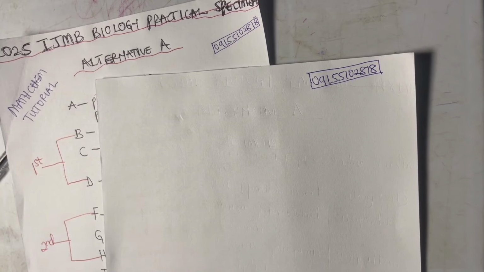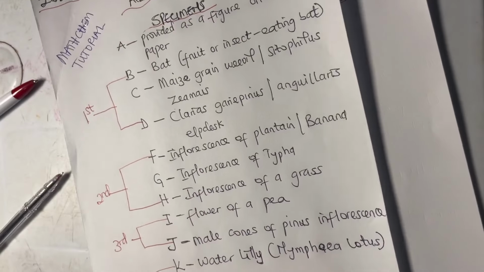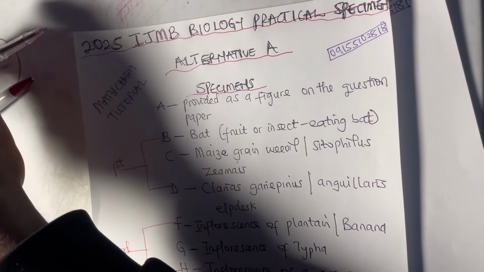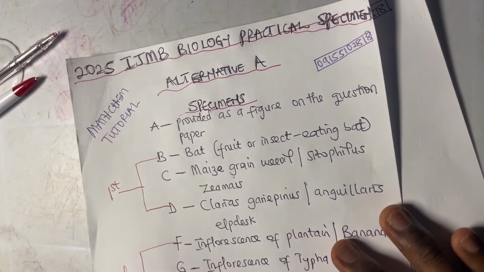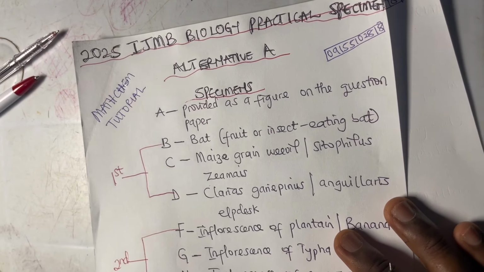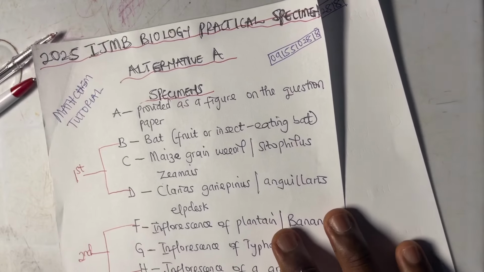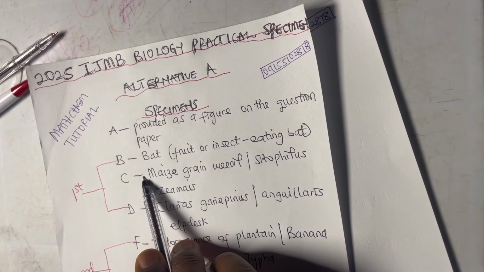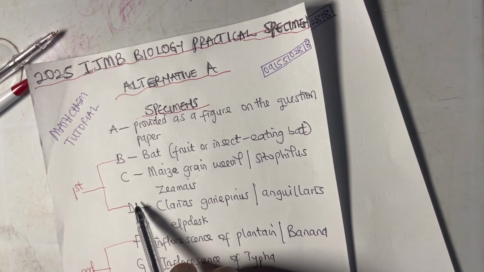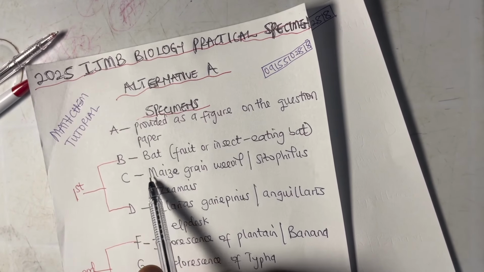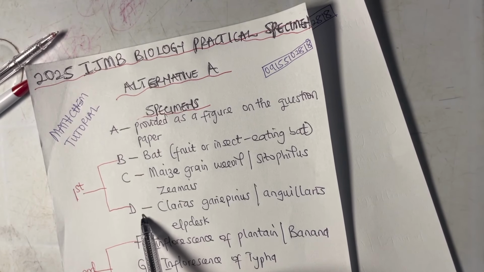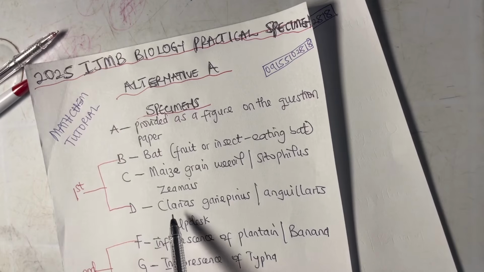So if I'm working on specimens B, C, D, what are the possible things they might ask you? The first thing they can ask is to study specimens B, C, and D. And remember that B is what? Bat. Specimen C is what? Maize weevil. And specimen D is what? This is a Clarias fish.